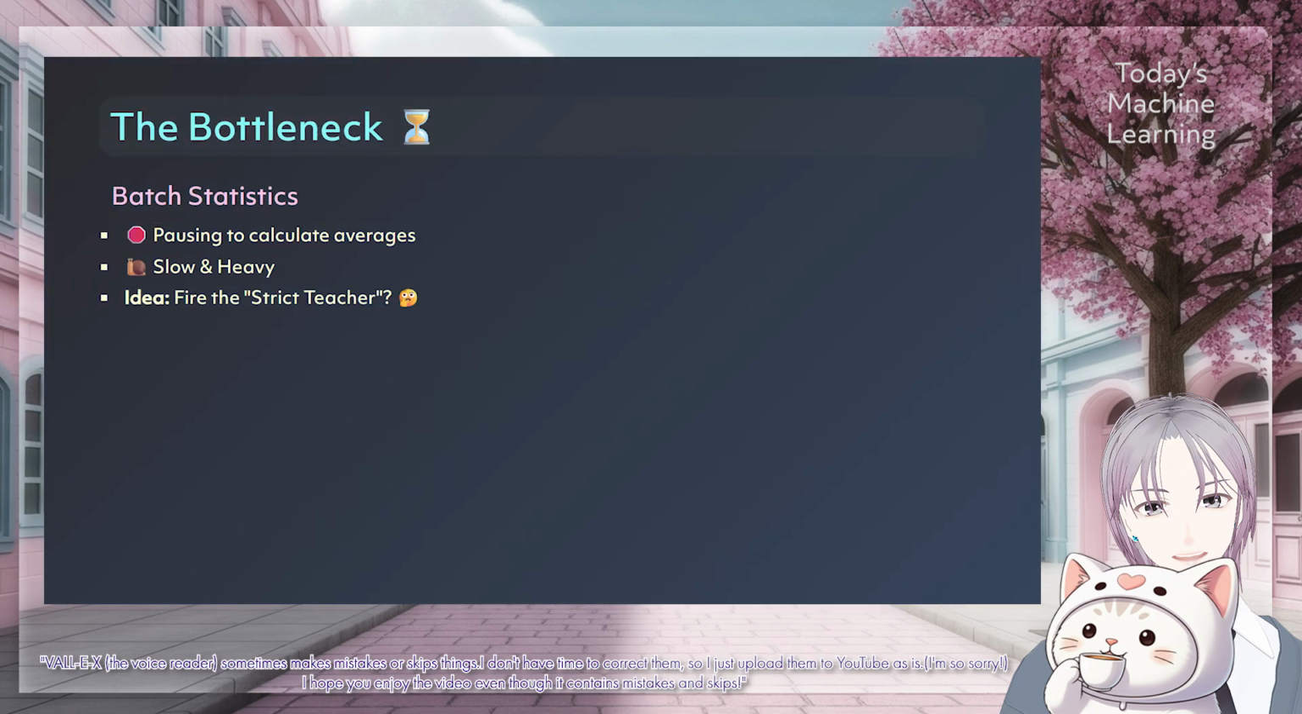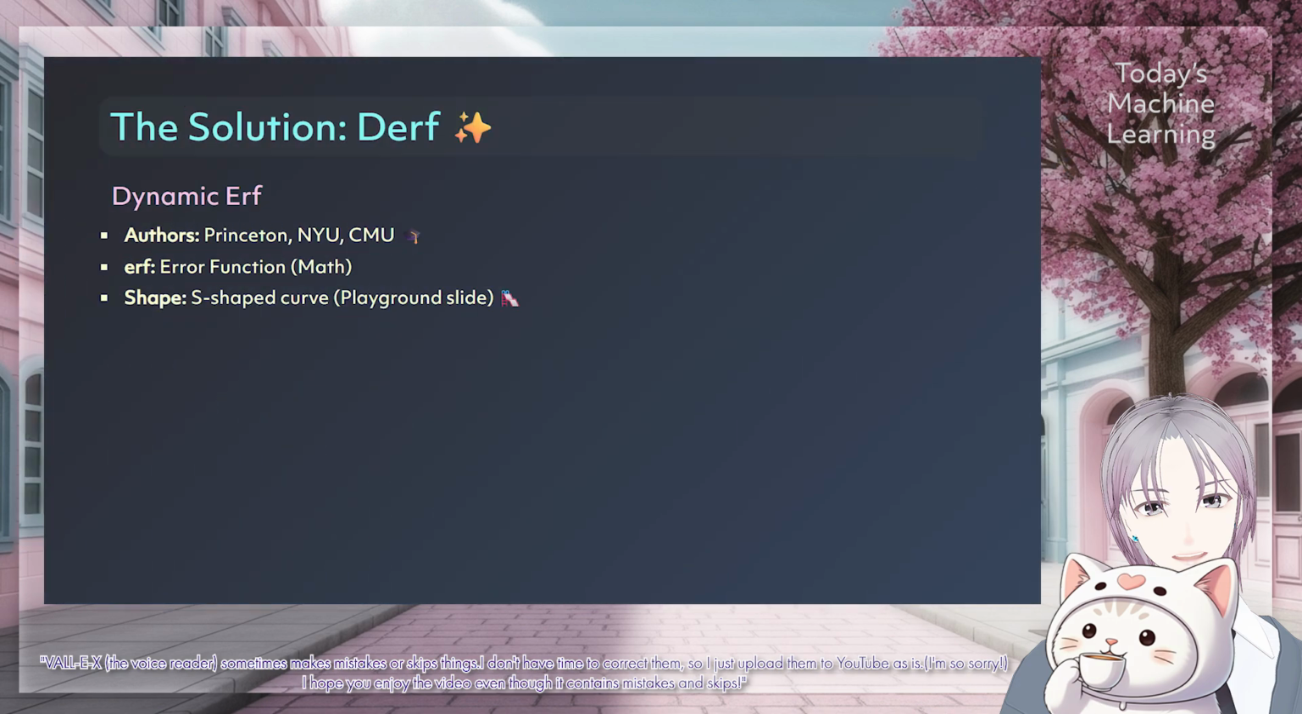However, there's a problem. Calculating the average height of everyone in the line and making sure everyone is standing perfectly takes a lot of time and effort. The computer has to pause and do math on the whole group, which we call a batch. This paper asks a very brave question. What if we fire the strict teacher? What if, instead of forcing everyone to stand in a line, you just give each student a simple rule to follow on their own? This is where this amazing paper comes in.